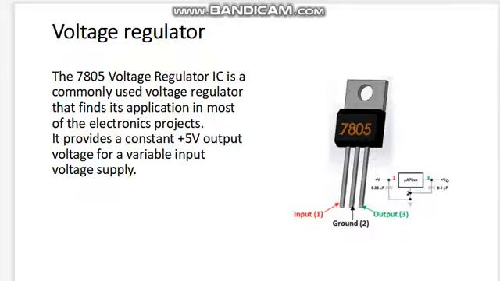And next is voltage regulator. The 7805 voltage regulator is what we use in our project. The 7805 voltage regulator IC is a commonly used voltage regulator that finds its application in most electronic projects. It provides a constant plus 5-volt output voltage for a variable input voltage supply. We use this voltage regulator because our 8051 microcontroller can bear just approximately 5 volts. In the figure you can see that the middle terminal is grounded, the left terminal is input, and the right terminal is used for output.